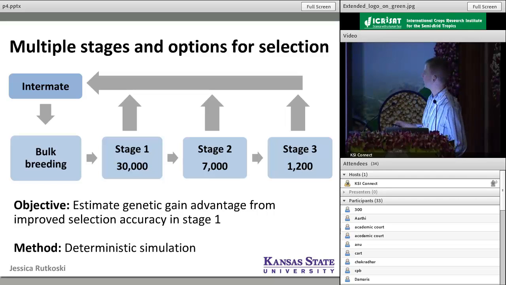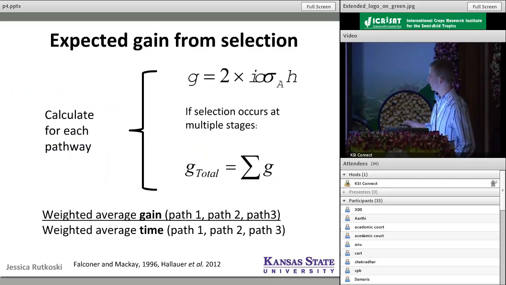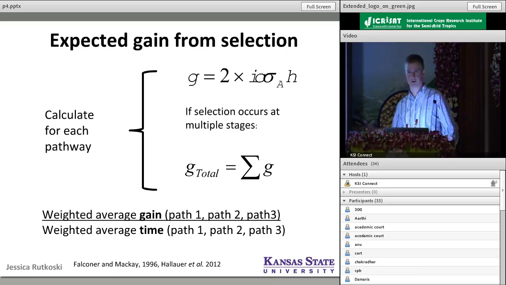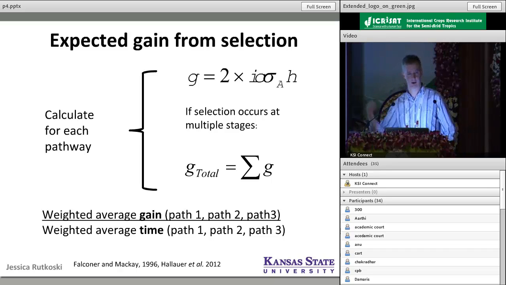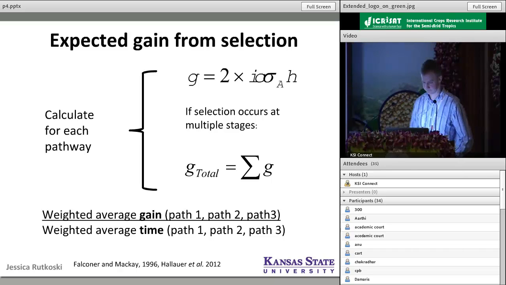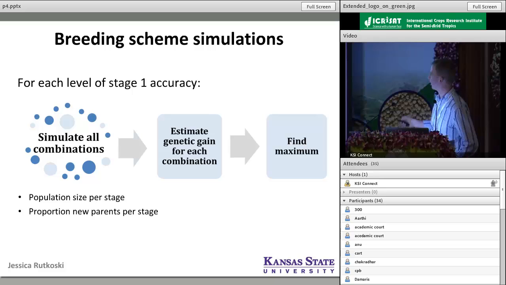And so the approach she took was just to calculate accuracy for selecting a number of individuals from each one of those paths. You basically take a weighted average gain from each of the points of selection, and then an average time. So to point out, here again we're trying to reduce the cycle time. If you're selecting individuals at that first year when they're in the field, you obviously have 2 years shorter than if you wait until year 3. Even though the accuracy is higher in year 3, you have 2 additional years to mate. And so the simulation approach was just to simulate all combinations of different levels of selection at each one of those stages, estimate genetic gain for each one of those combinations, and then find the maximum to optimize those.